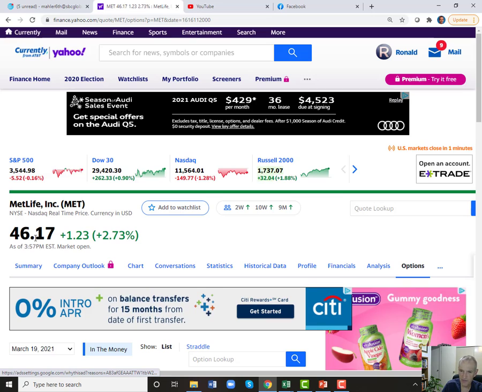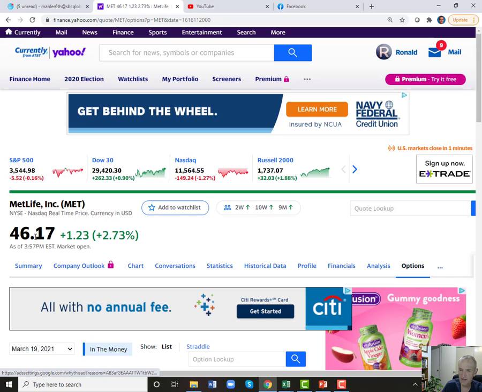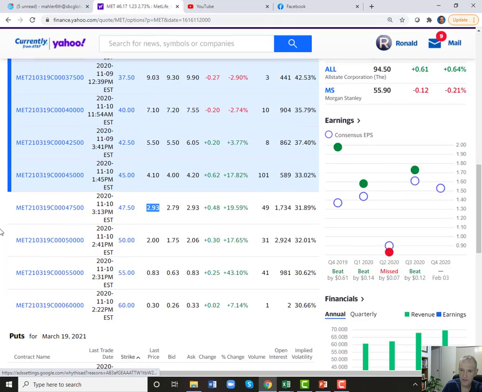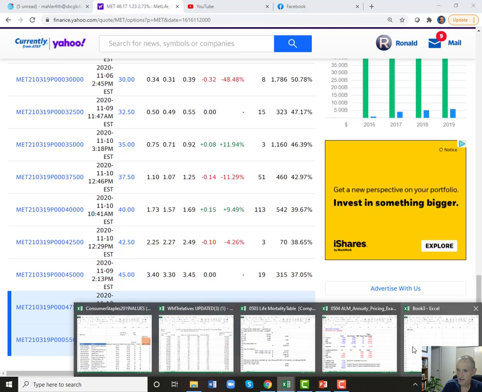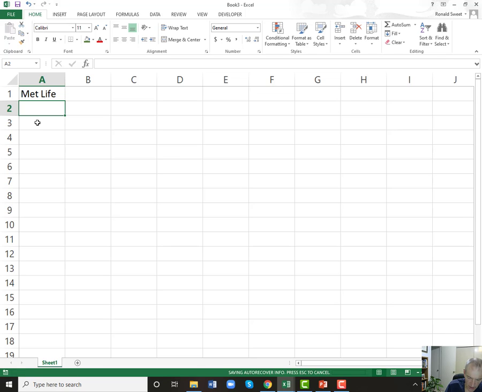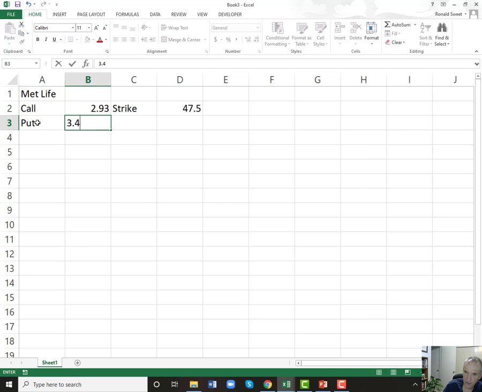However, if the stock jumps up to $50, $60, we have the right to buy that stock for 47.50, and then we can turn around and sell it for $60. That's going to be worth a lot to us. Same thing on the put. We'll do a put at $45, and a put at $45 is going to cost us $3.40. So let's set this up in Excel. So the call is going to cost us $2.93, strike of 47.50. The put is going to cost us $3.40, a strike of 45.